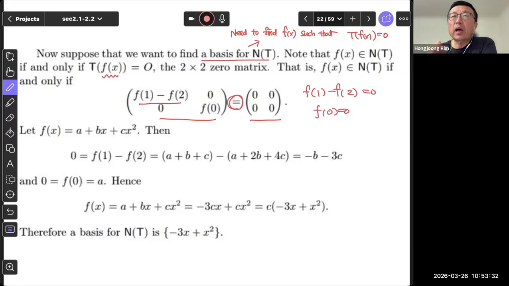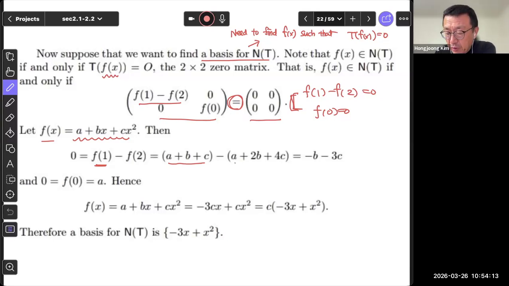Now our f of x is chosen from the domain. The domain is the set of polynomials of degree 2 or less. So any f of x can be written in this form, a plus bx plus cx squared. Now, this f in the null space must satisfy these two conditions. So f of 1 is the value of the function f when x is 1. So for f of 1, I need to plug in 1 to this f, then you get a plus b plus c. For f of 2, you need to plug in the value 2 in place of x.